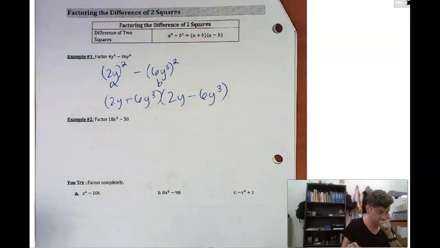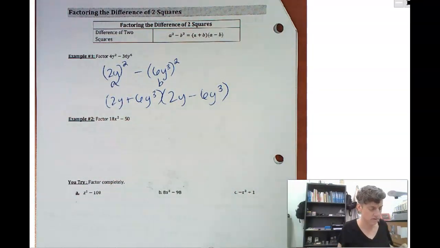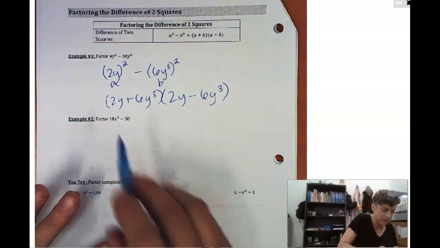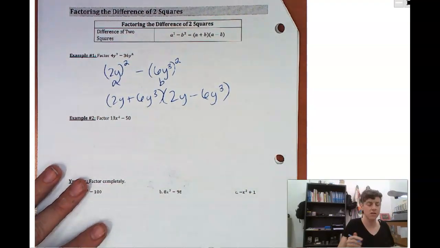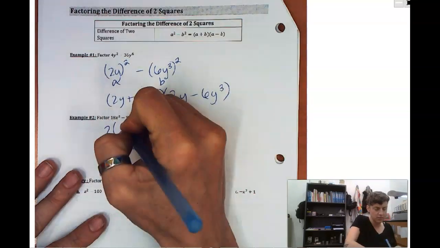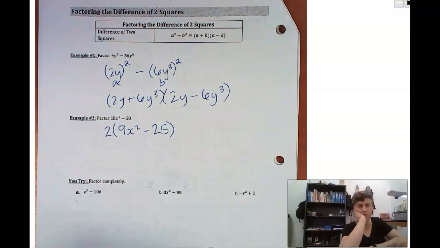Example number 2. Is this something squared? No, definitely not. I do notice there's a greatest common factor here. I wonder if we could start with that. It goes into both 18 and 50. 2 does. So let's take out a 2 first. And then we'll get 9x squared minus 25.